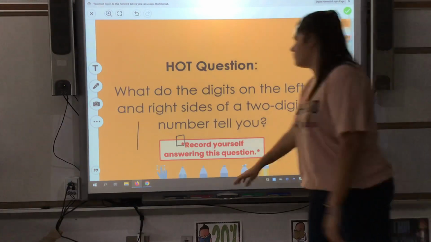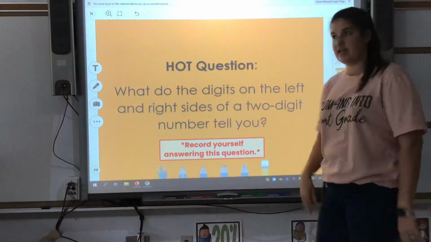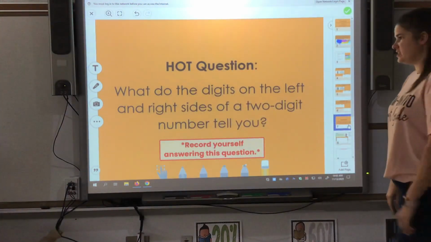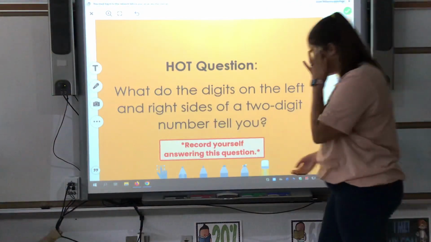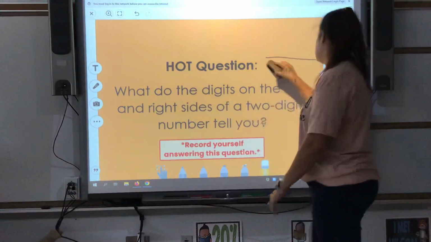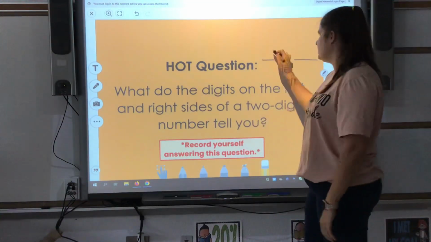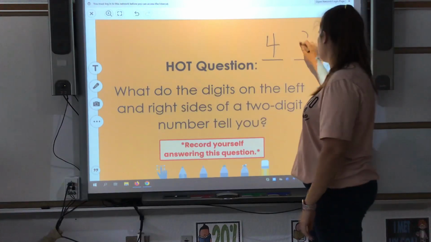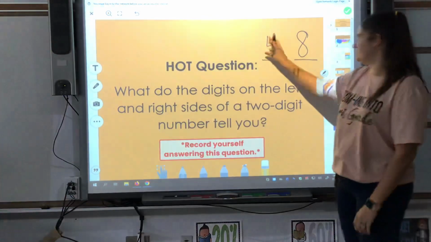This is our higher order question for today. Record yourself answering this on the slide here. What do the digits on the left and the right side of a 2-digit number tell you? When you look at a 2-digit number, like 48, what do the 2 digits tell you? What does this number tell you?